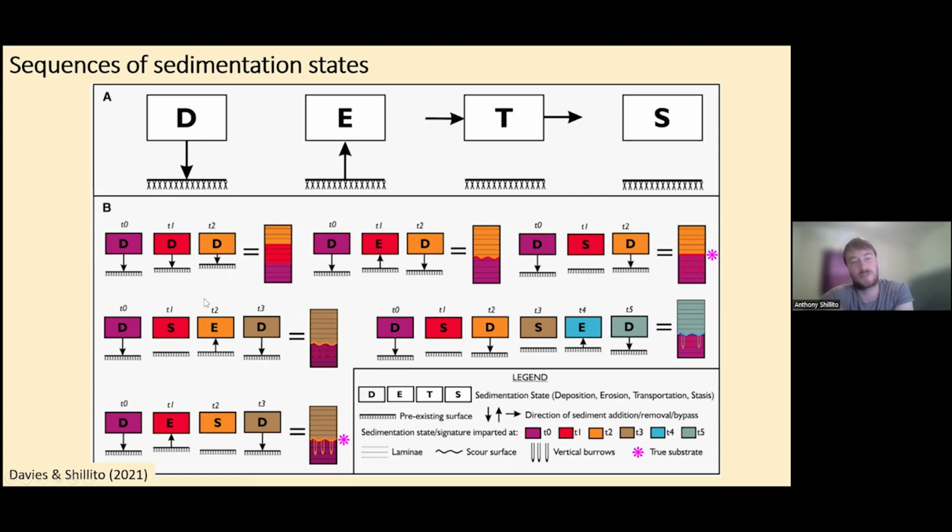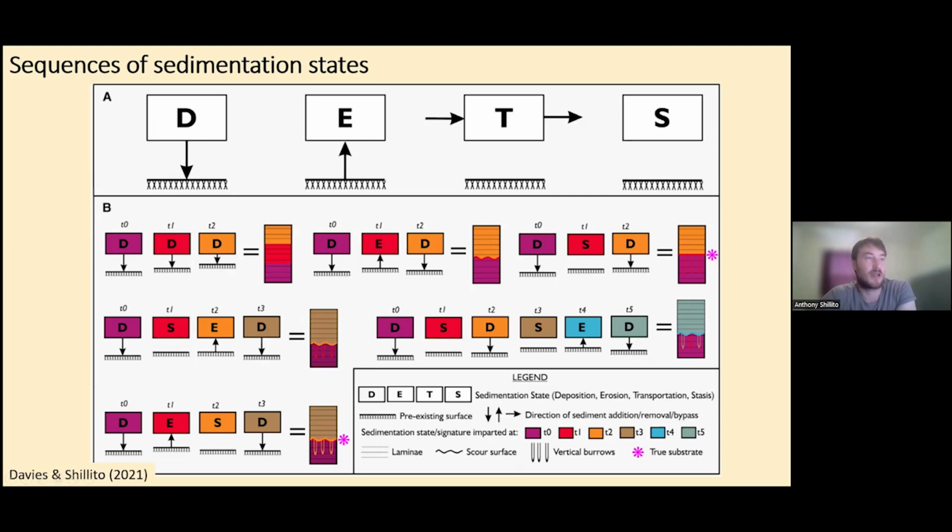We get some confusion introduced when we get erosion added in. So if we have stasis followed by erosion rather than stasis followed by more deposition, then we get maybe truncated burrows or something like that. So it's not a true substrate, but we're still seeing evidence of that bedding surface that was there. And you can see from here that you can combine multiple different sedimentary states, and you might get multiple generations of burrows appearing on the same surface, which can be hard to disentangle.